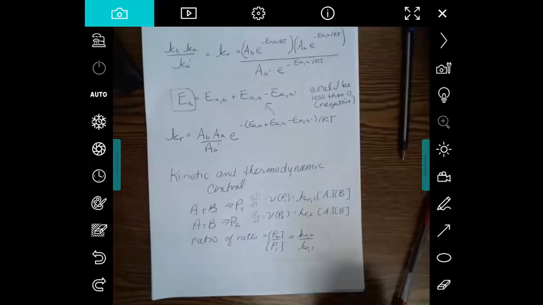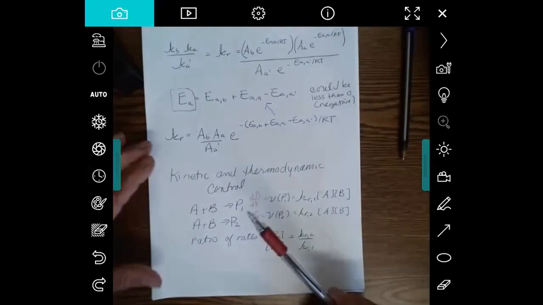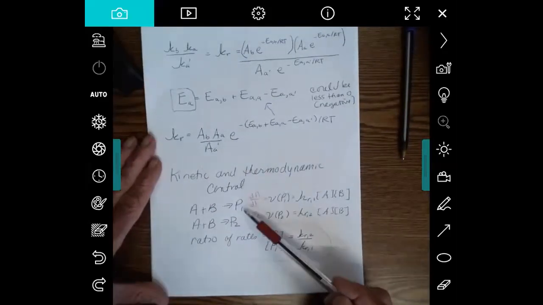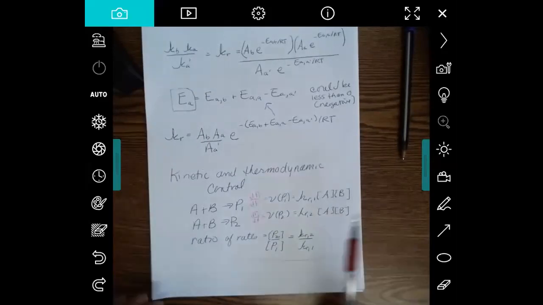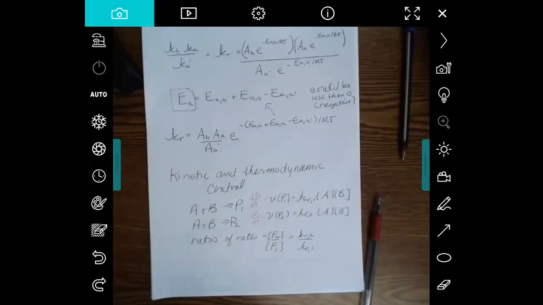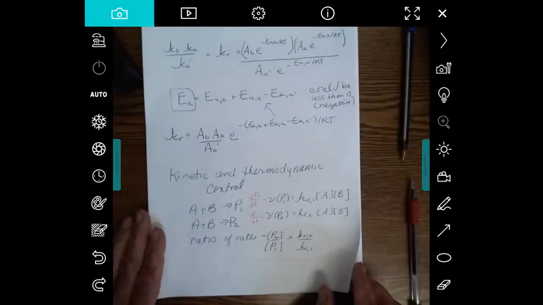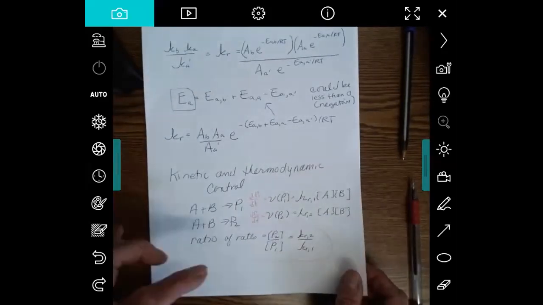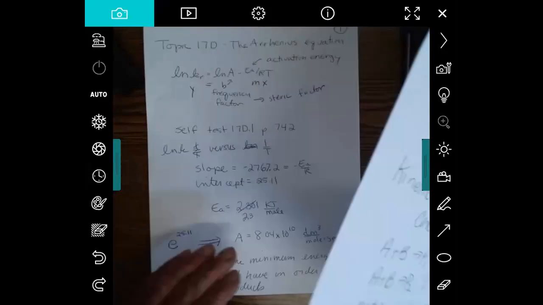If you wait long enough, you'll get to the point where thermodynamics will take over and you'll get a ratio based on which has the larger delta G. But in the short run, as the reaction's taking place, the fastest reaction is going to give you the most product.